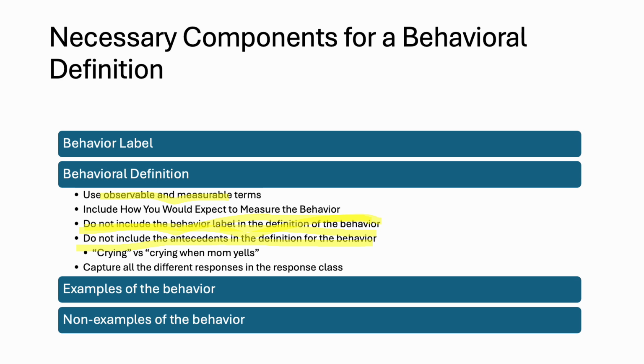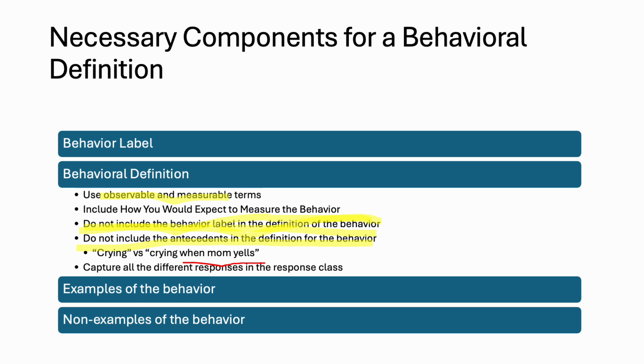Crying versus crying when mom yells. It's crying. The important behavior here is crying. Is crying going to be problematic only when mom yells? So this is an example, sorry, I didn't clarify that. This is an example of not including antecedents in the definition of behavior. So we should be saying crying versus crying when mom yells, because what happens when crying occurs under another context, right? There was another antecedent that preceded it. Does that mean that you won't count the behavior? Because the definition specifies that crying is only when mom yells.